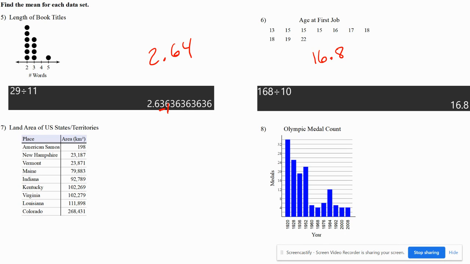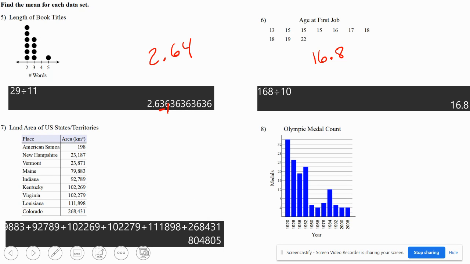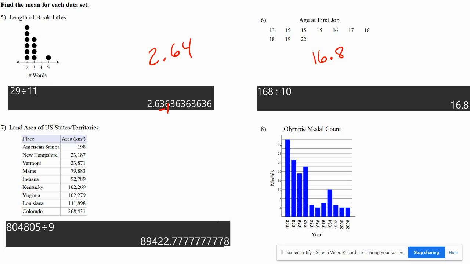Now let's take a look at number 7, my example number 7. I'm going to add all my numbers. So I start by adding all my numbers. It's okay if I get a big number as a result. I'm just adding all my numbers. Then my result, I'm going to divide it by how many numbers I have. Right? I added everything, it equals 804,805, but I'm going to divide this by 9 because there's 9 numbers.